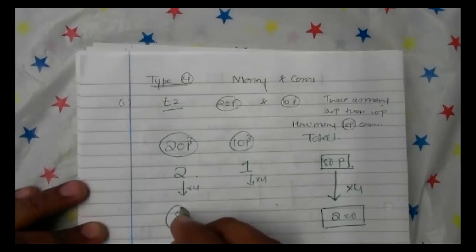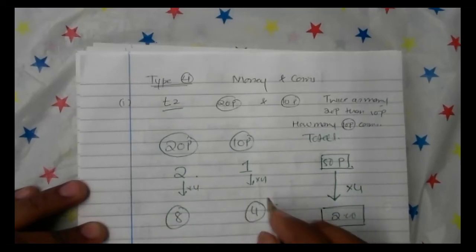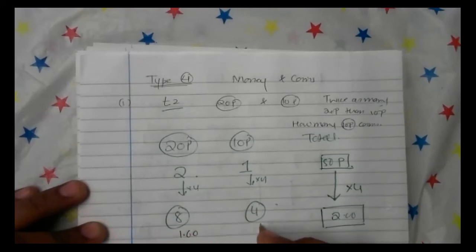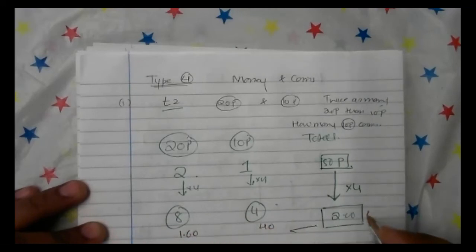So I've got 8 20p coins and 4 10p coins. Let's see how much money that makes. That makes it £1.60 and 40p. Add them together, £2. So that's it. Let's do another one here then, guys.